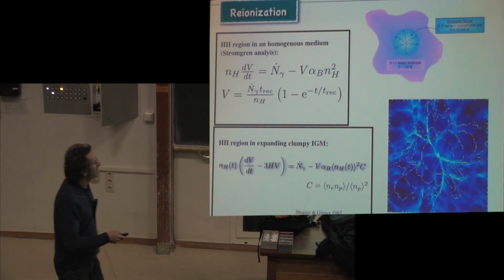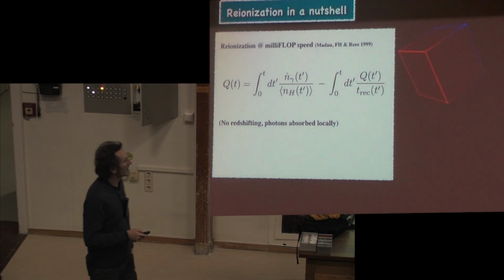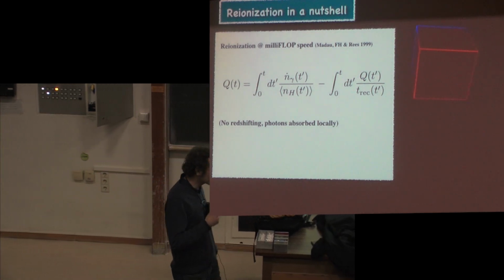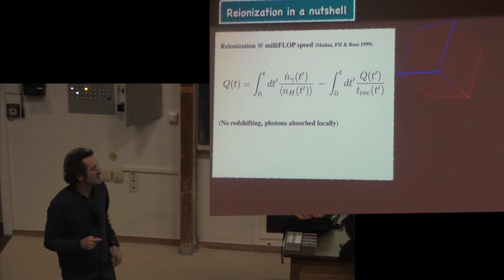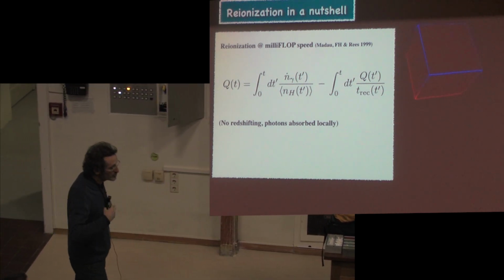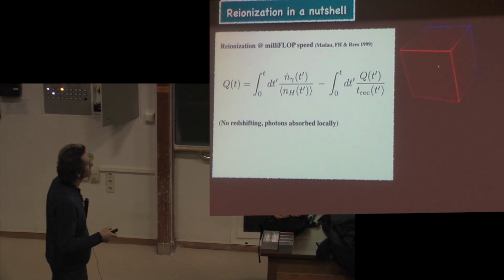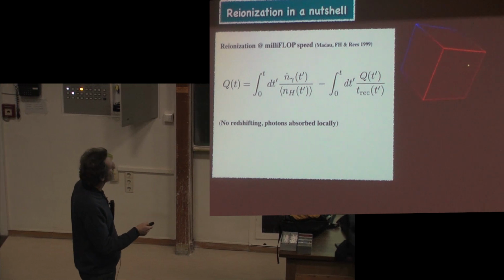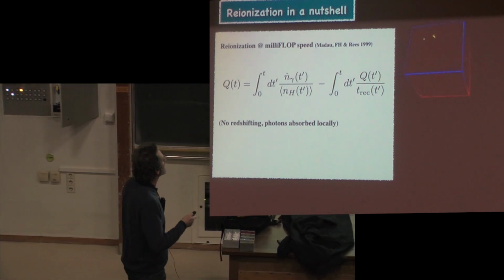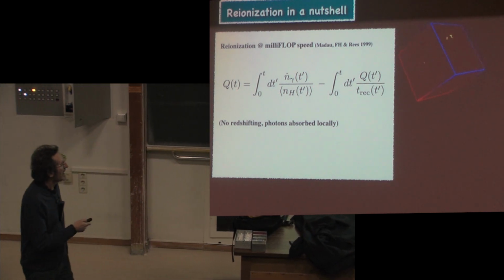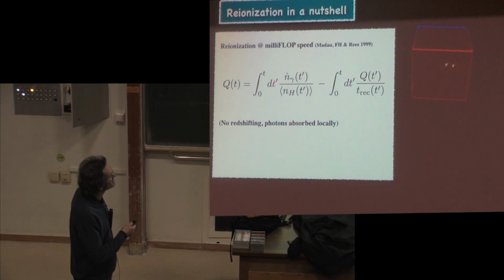You can easily work out a simple equation that tells you, in a very average, very general way, the evolution of the ionizing fraction of the universe. Here, Q is the volume fraction of the universe which is ionized at a given cosmic time t, and it is made by a combination of two terms.